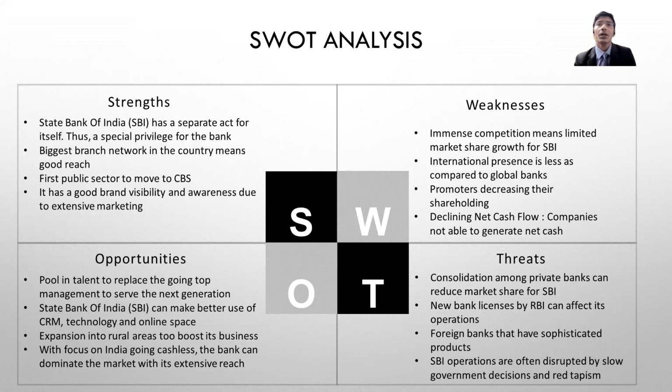Now, coming to the SWOT analysis of the SBI, its strengths are: SBI has a separate act for itself, thus it has a special privilege for itself. Second, it has the biggest branch network in the country, which means it has a very good reach. Third, it is the first public sector bank to move to CBS. Fourth, it has good brand visibility and awareness due to extensive marketing.